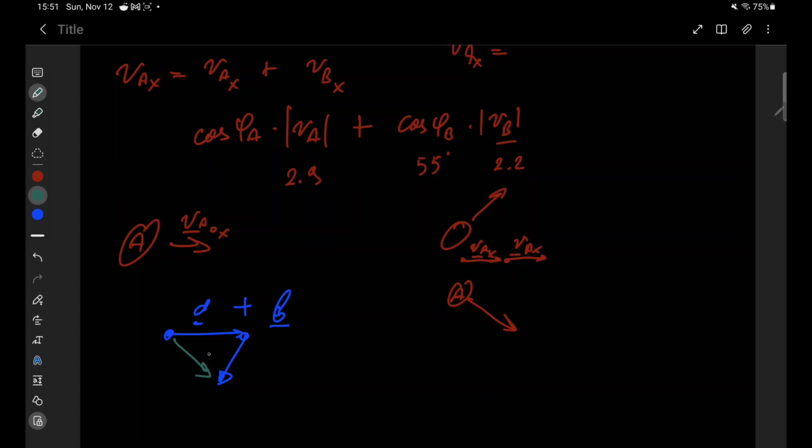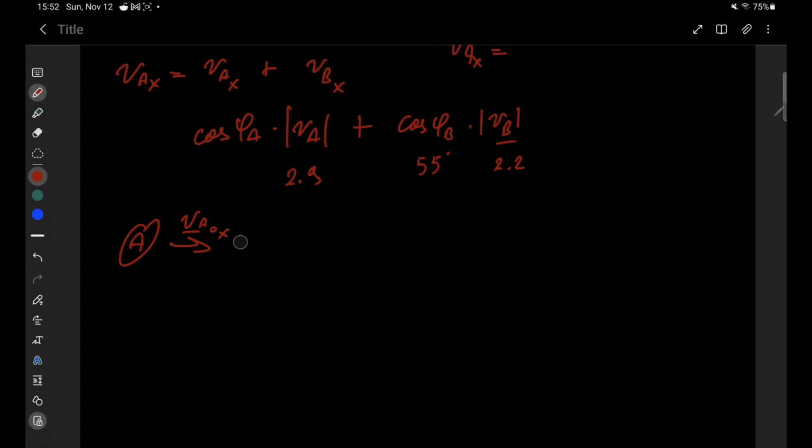If they're going whatever directions they're going in, as long as the beginning of one is at the end of the other, with the sum, we will get the total vector, however you want to call it. So let me just delete this.